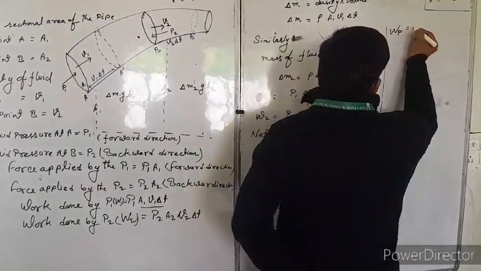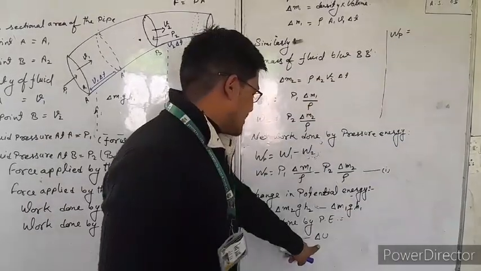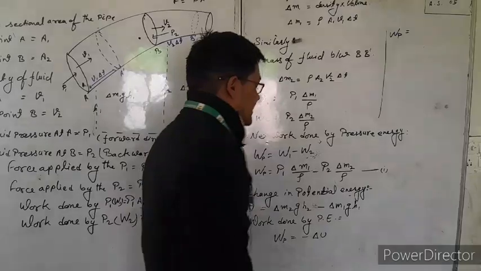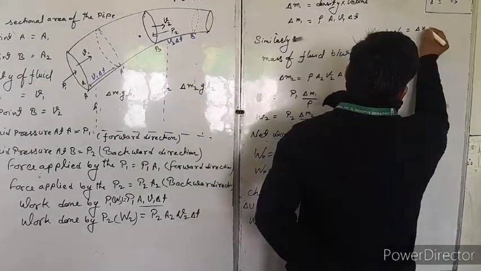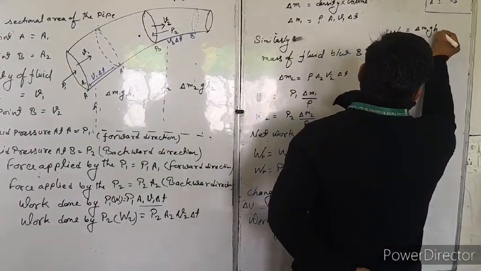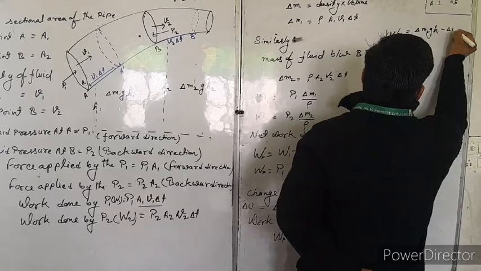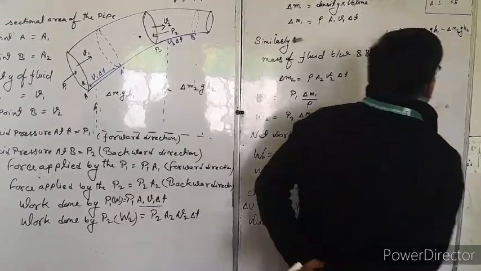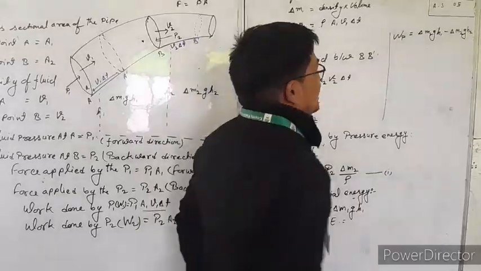WP is equal to the negative change in potential energy, and it will become this minus this. That means Δm1 g h1 minus Δm2 g h2. And it is equation number 6.